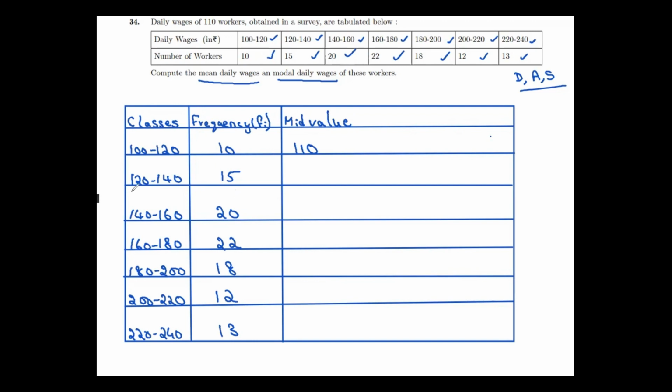Thereafter, we need not waste our time to find the mid value for each and every class. Here, once you identify what is the class size, then if you keep on adding that to this 110, you will get the remaining mid values.